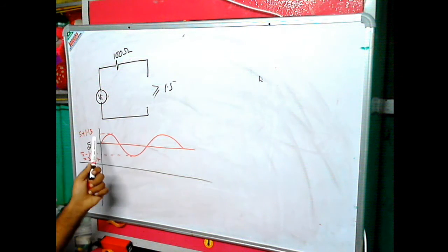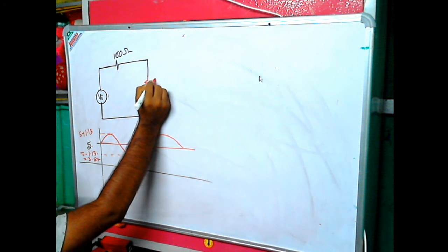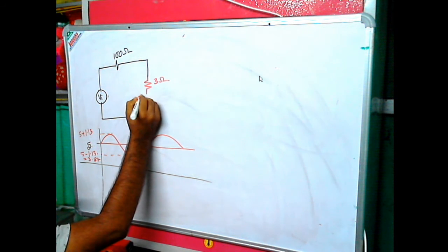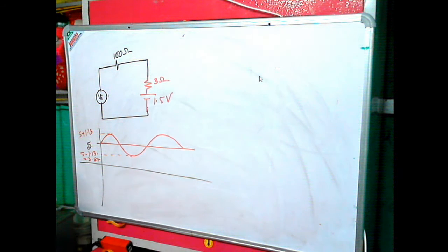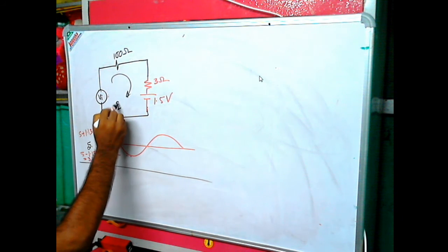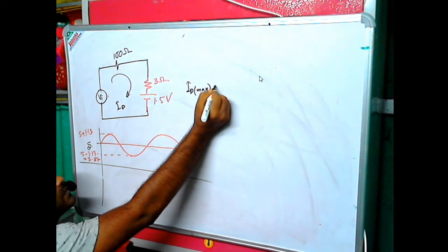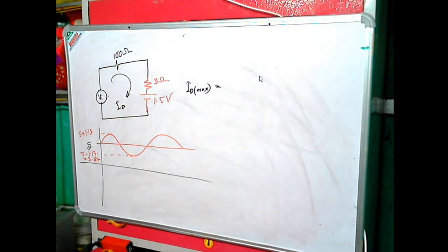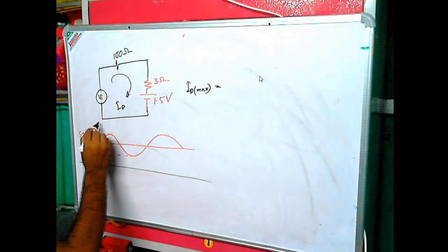For this particular input, you can replace this diode with a resistor of 3 ohms and another battery of 1.5 volt. Okay, so this is the equivalent circuit. Now let us calculate the maximum and minimum value of current ID. So ID max is basically when this input voltage is maximum, that is 5 plus 1.13, that is basically 6.13 volt.